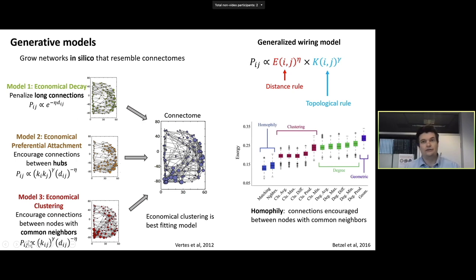Betzel also generalized this model to include other topological rules. Once again, the best fitting model was one that included a geometric constraint, promoting connections between pairs of nodes that are close to each other, and also a homophily constraint. So in other words, encouraging connections between pairs of nodes that share the same neighbors.